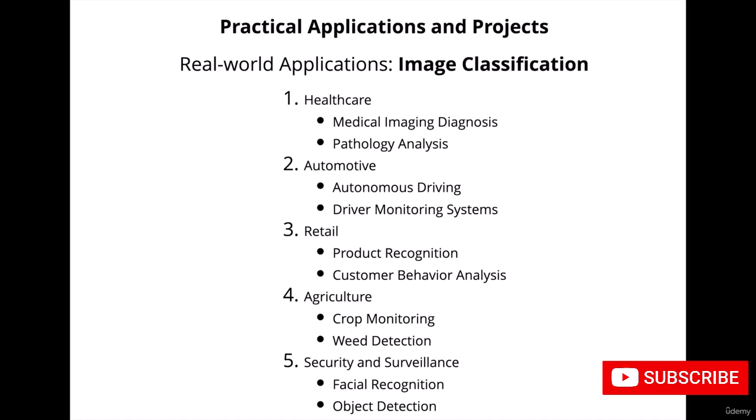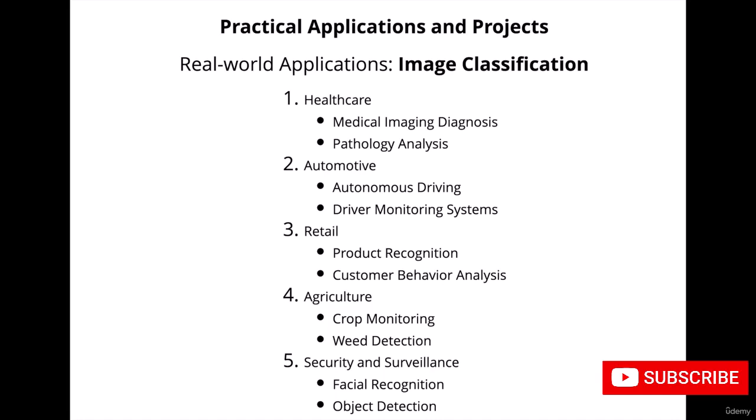Real-world applications of image classification span various industries and use cases, leveraging machine learning techniques to analyze and interpret visual data. Image classification involves categorizing images into predefined classes or labels based on their visual content. This capability finds application in fields such as healthcare, automotive, retail, agriculture, security, and more. Let's dive deeper into some real-world applications of image classification with a focus on different industries.